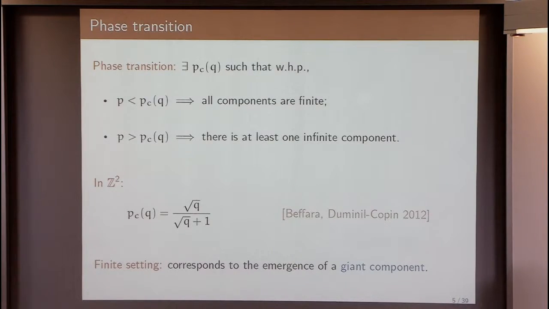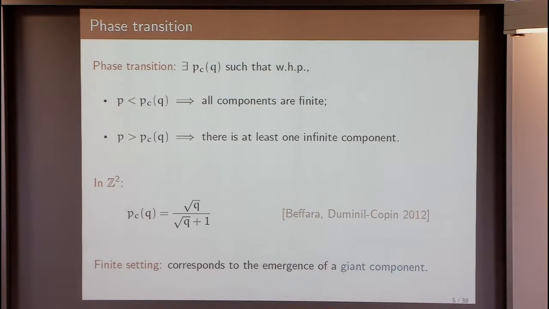So an important feature of the model is that there is a phase transition, or it is conjectured that there is this phase transition. So we have a critical value of the model parameter P, such that with high probability, if P is smaller than this critical point, all components are finite. And as soon as P is larger than this critical point, then there is at least one infinite component. For example, if we go back to Z2, this critical value is known. It was recently shown by Beffara and Duminil-Copin that it corresponds to the self-dual point.